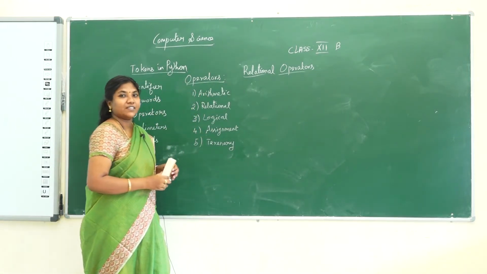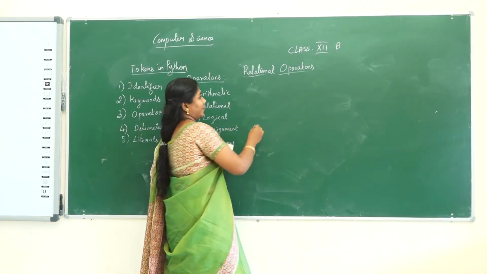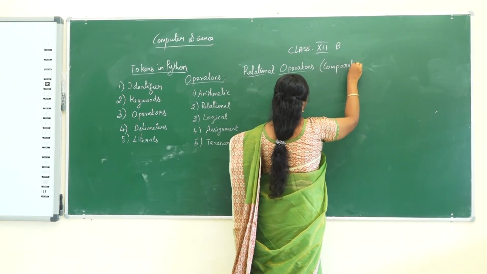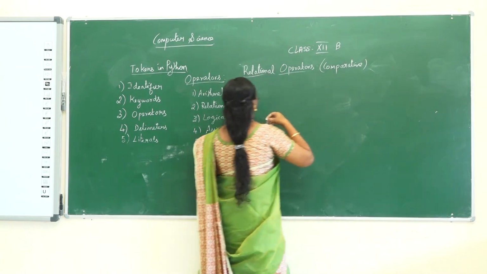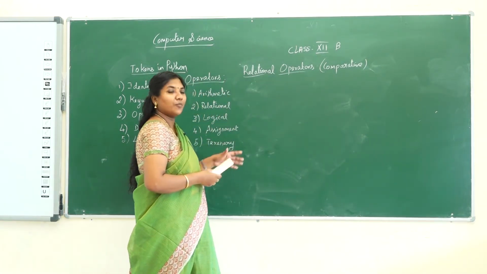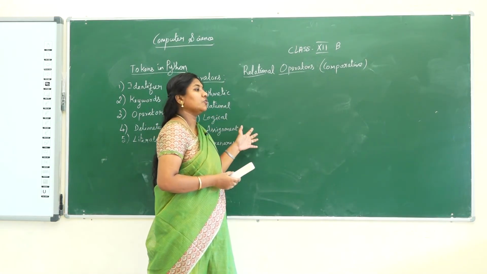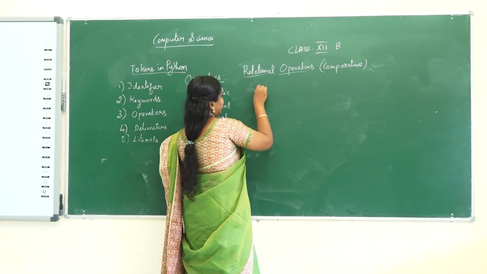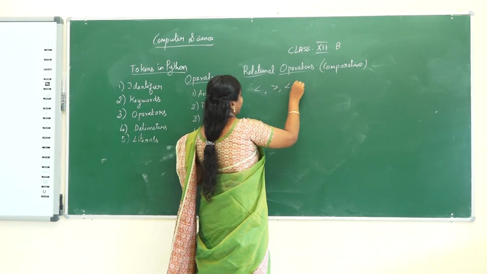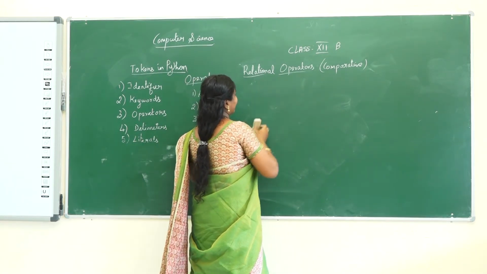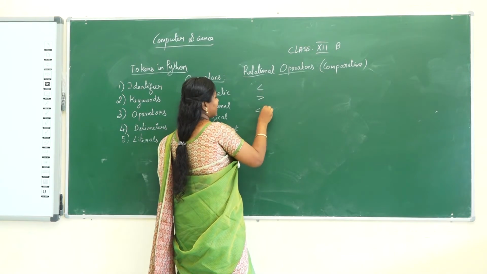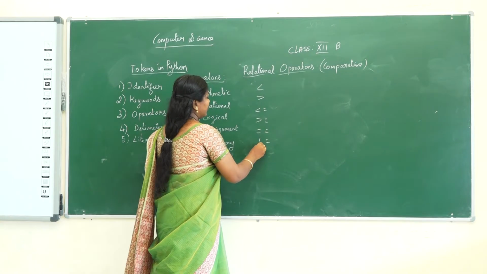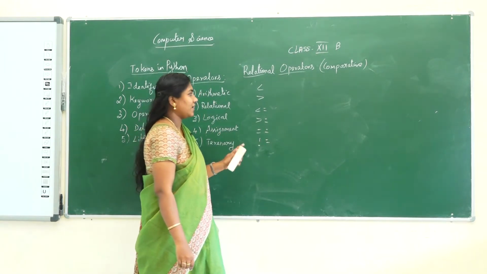So relational operators, we will say it also as comparative operators. So what are all the relational operators or comparative operators? It is used to compare between the two values of two operands. Okay, so less than, greater than, less than or equal to, greater than or equal to and not equal to. So these are all the relational operators or comparative operators.